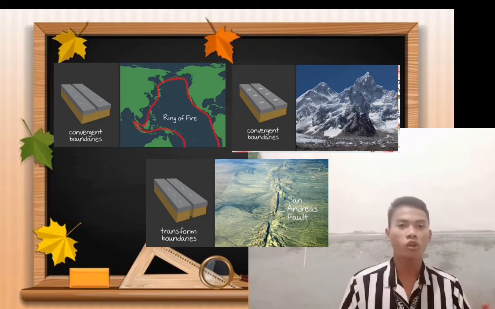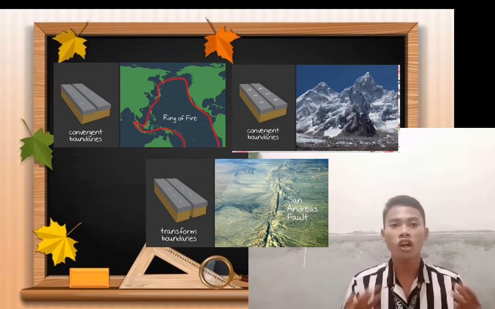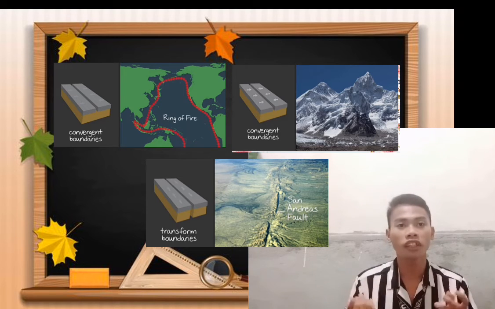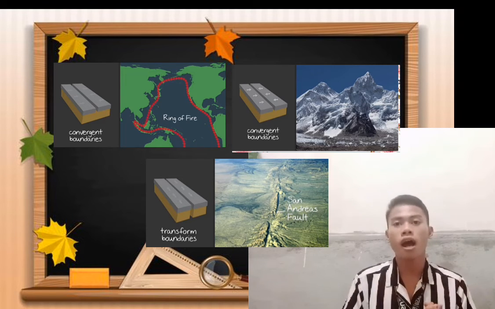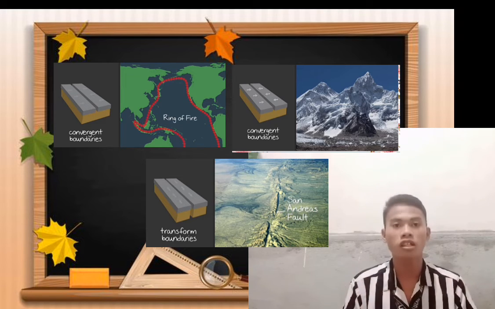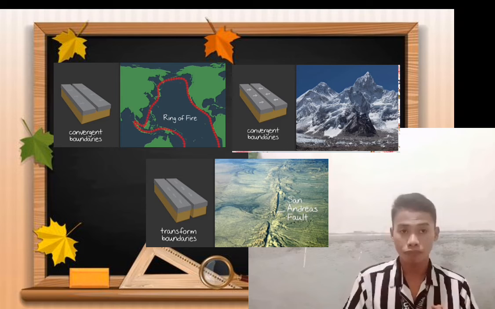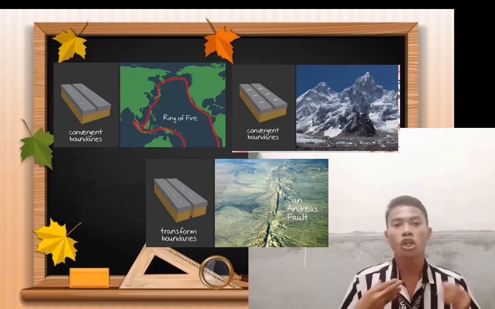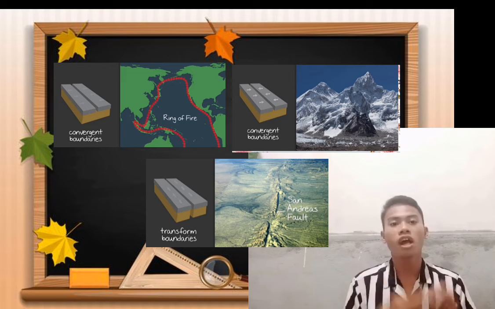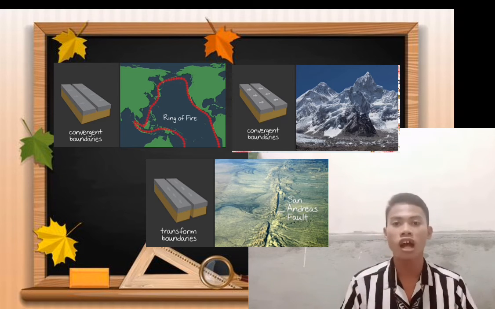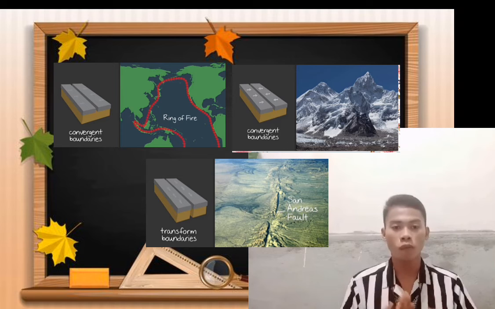When a plate of ocean crust collides with a plate of continental crust, the ocean crust is denser and sinks, the magma of the ocean rises to the surface, and this results in volcanoes along the boundaries. Ocean to ocean collision occurs when two plates of ocean crust collide. So that's the convergent boundary.